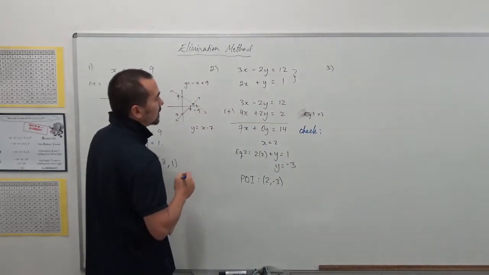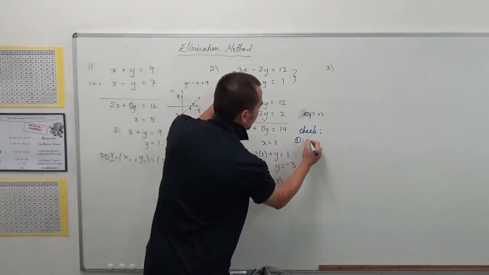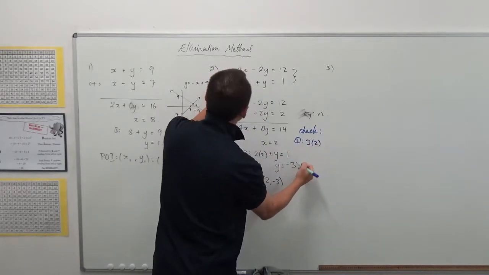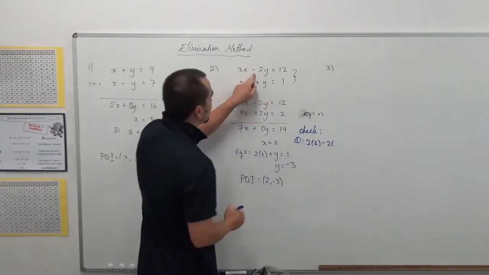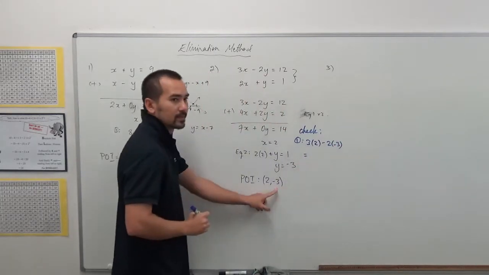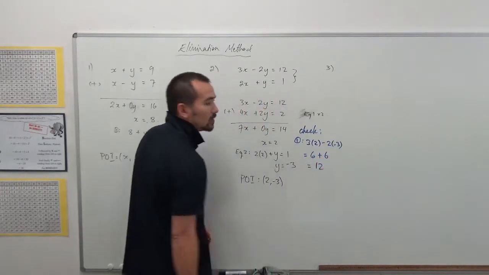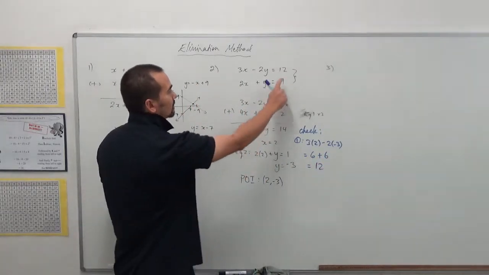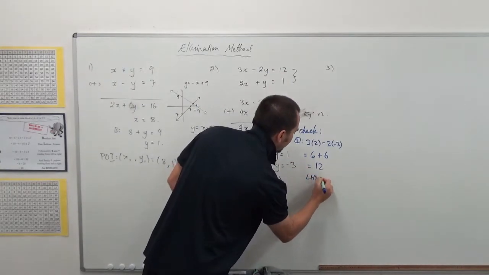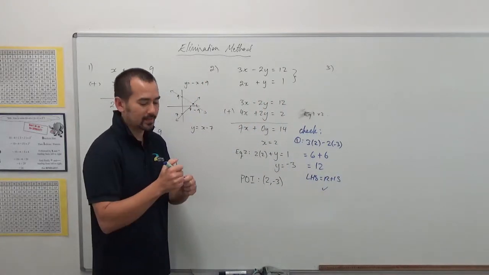All right, let's say we use equation 1. 3 times x, which is 2, take away 2 times y, which is negative 3, gives us 6 plus 6, which is equal to 12. 12 is what we wanted. Left hand side is equal to right hand side. We did it right. Okay.